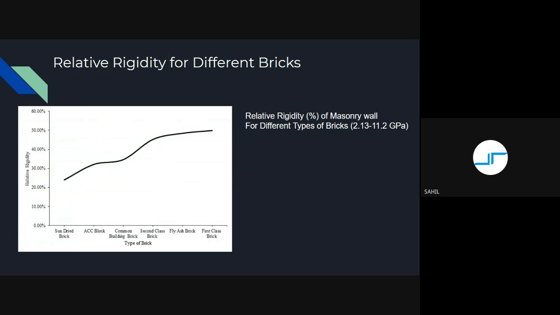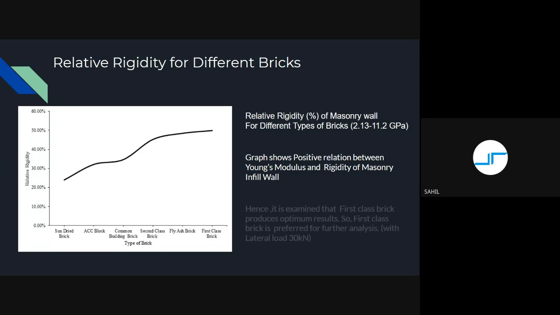So here's the second result, relative rigidity of different bricks. Here you can see that the x-axis shows the different types of bricks that we used and the y-axis shows the relative rigidity. The graph shows a positive relation between Young's modulus and the rigidity of the masonry infill wall for our six types of bricks. Hence it is found that first-class brick produces optimum results, so first-class brick is preferred for further analysis. You can see in the graph that fly ash brick and first-class brick show almost equivalent rigidity. So moving on to the next slide.